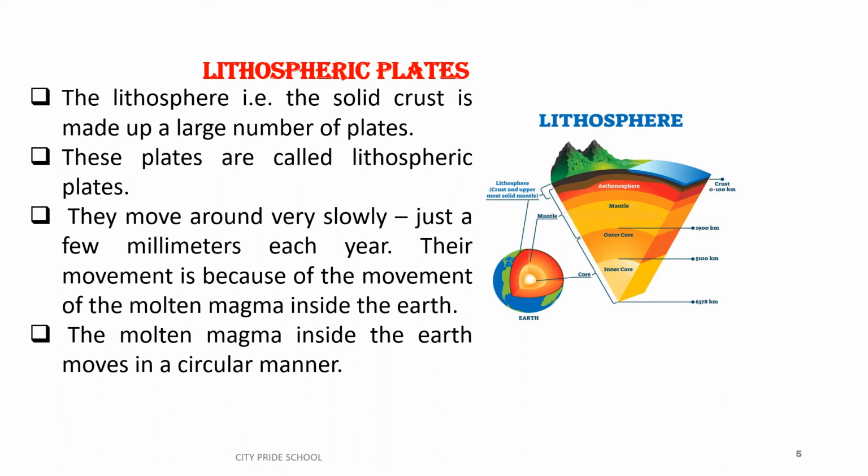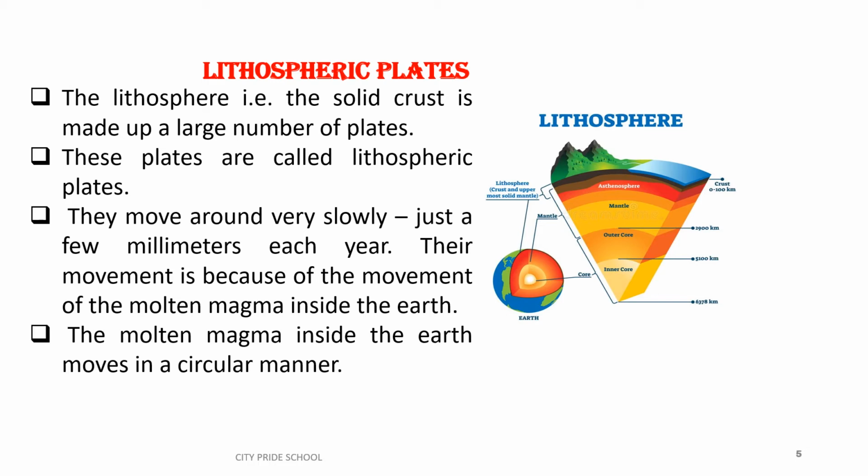Here we go. The lithosphere is a solid crust made up of a large number of plates. These plates are called lithospheric plates. They are divided. Though we see the land in a continuous form, inside, below that, there are cracks, and they are in small or big plates, and they do not have proper shape also. And one more thing, they keep moving just a few millimeters each year.